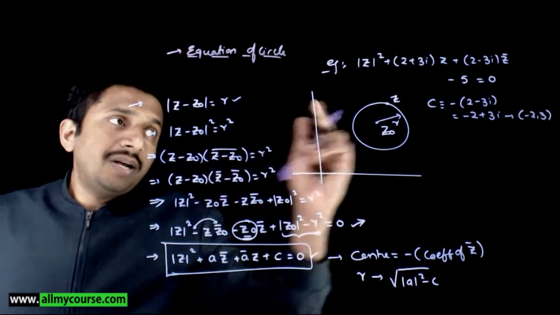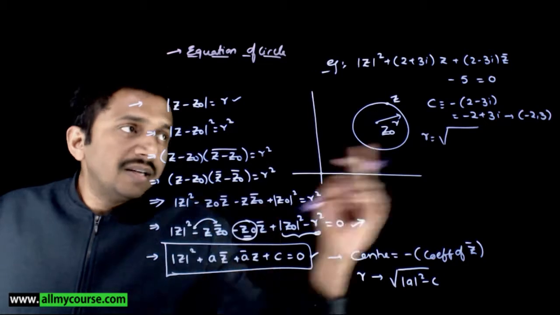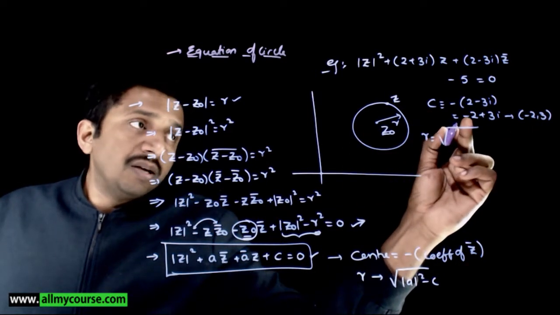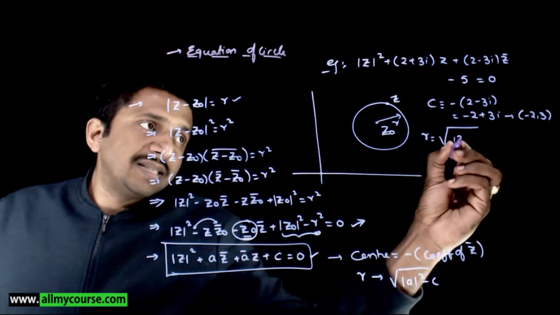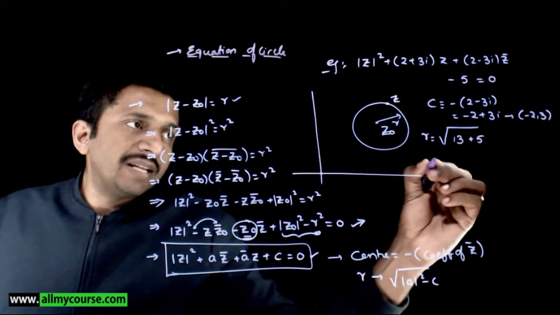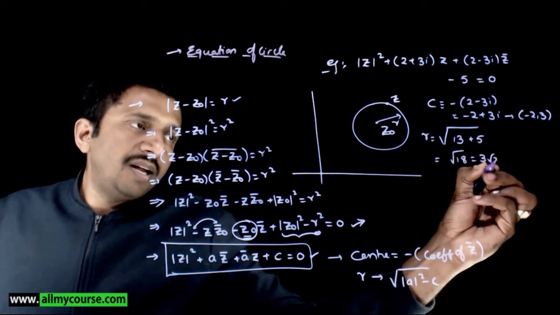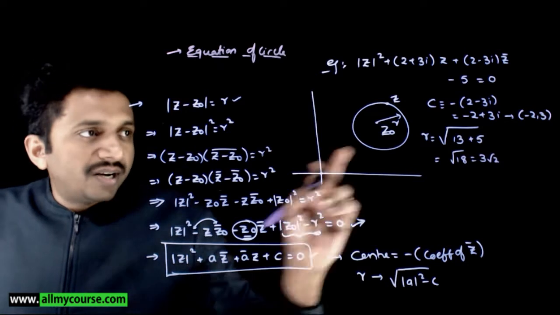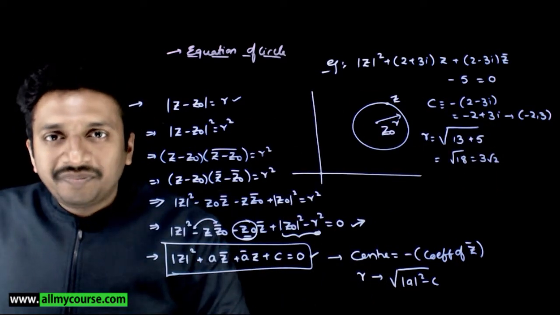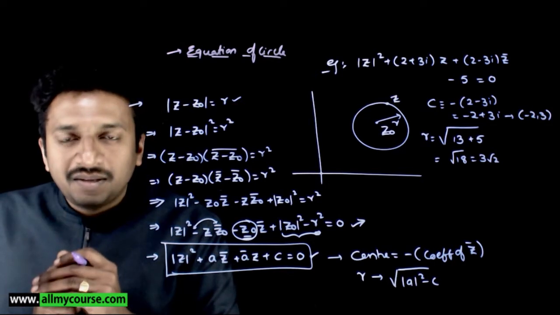Next, what is the radius of this? The radius is nothing but root of mod of center square, that is 4 plus 9 is 13, minus c, which is minus of minus 5, is plus 5, that is equal to root 18 or 3 root 2. So the radius is 3 root 2 and the center is minus 2 comma 3. So this is how you analyze the equation of a circle.